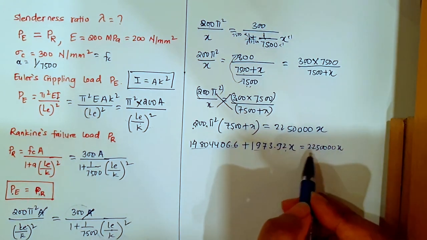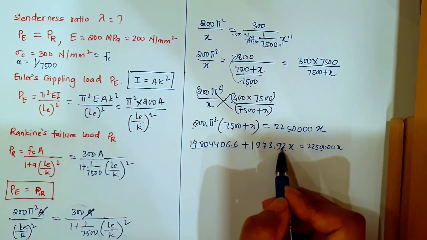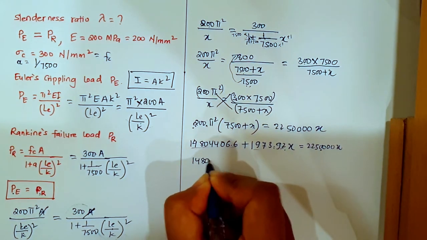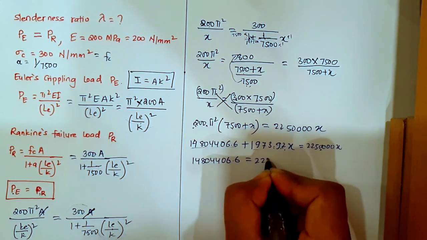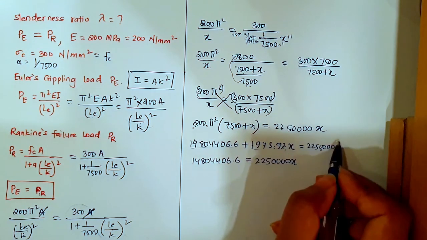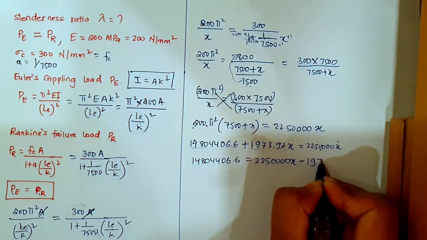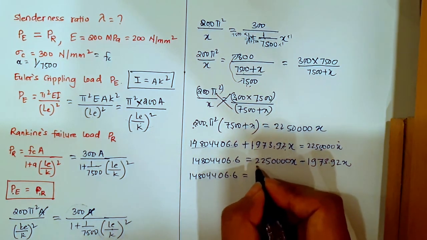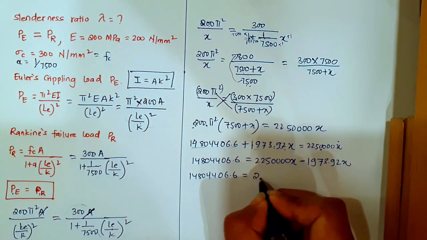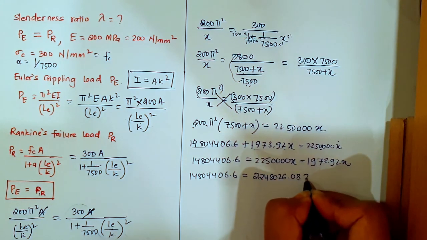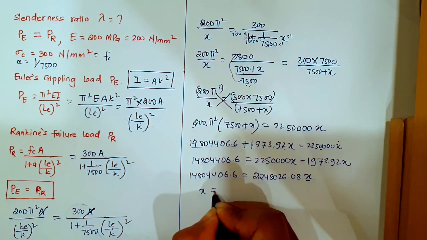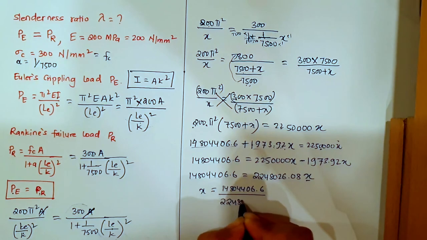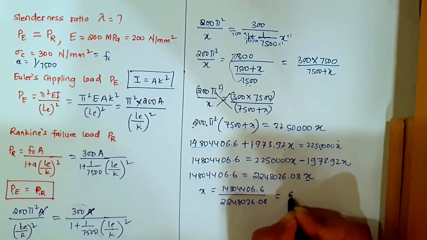2,25,000 x. Now these two are like terms, so if I send these like terms together, I will get 1,480,440.6 will be equal to 225,000 x. Now if I send this to this side, here it is plus, so it will be minus now 1,973.92 x. Now from here again I get 1,480,440.6 will be equal to, if I minus this value here, you get 223,026.08 x. Now from here, x will be equal to 1,480,440.6 divided by 223,026.08, which will give you a value equal to 6.58.